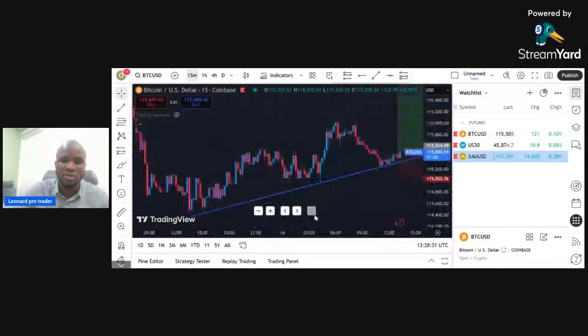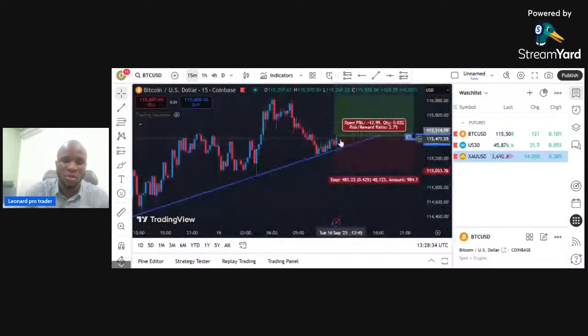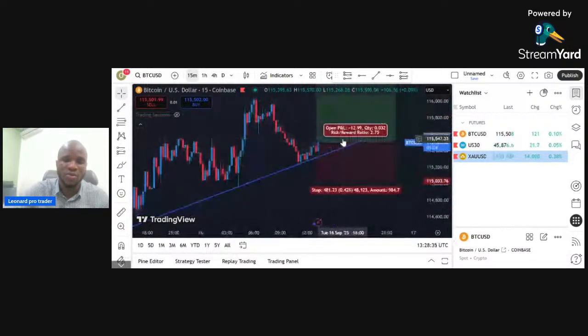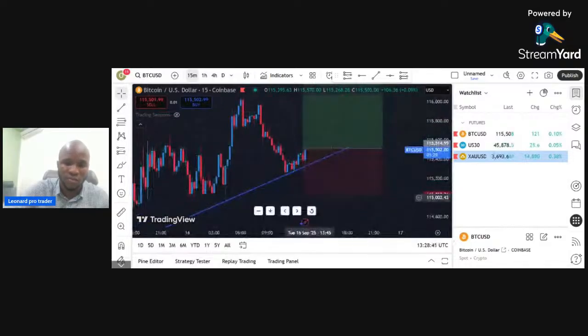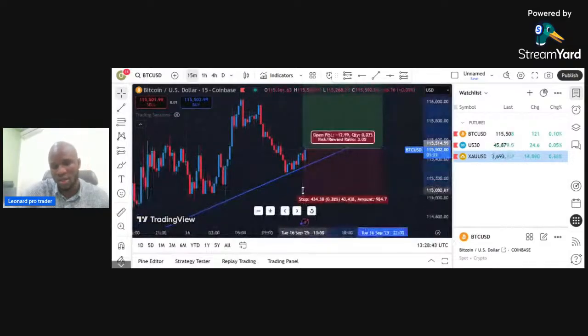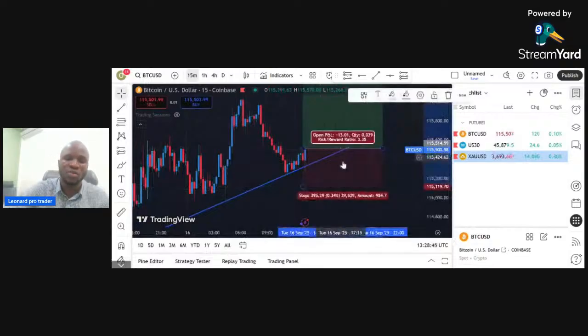So now my entry is here. My stop loss will be below this trend line, and I'm targeting times 2. This is times 2 of what I'm risking. So this trade is a good trade because it's 1 to 3 risk to reward.